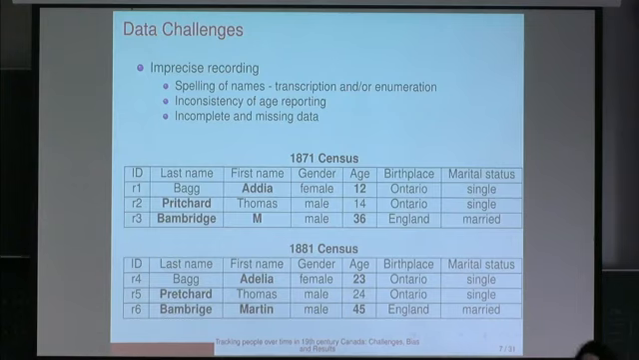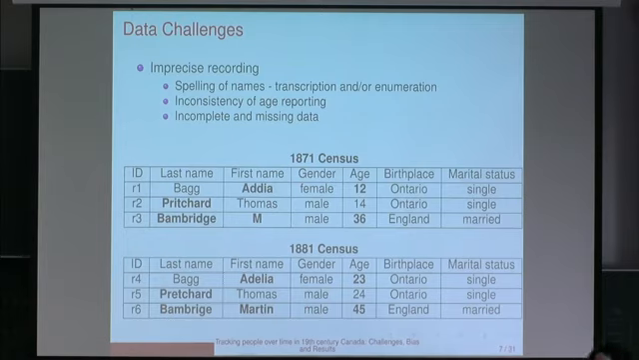At least in the data that I'm showing, because it's the data that I'm working with, we don't have too many issues with gender, birthplace, and marital status, because those have been standardized and coded by expert historians. So mainly our errors are going to be in the last name, first name, and the age reporting.